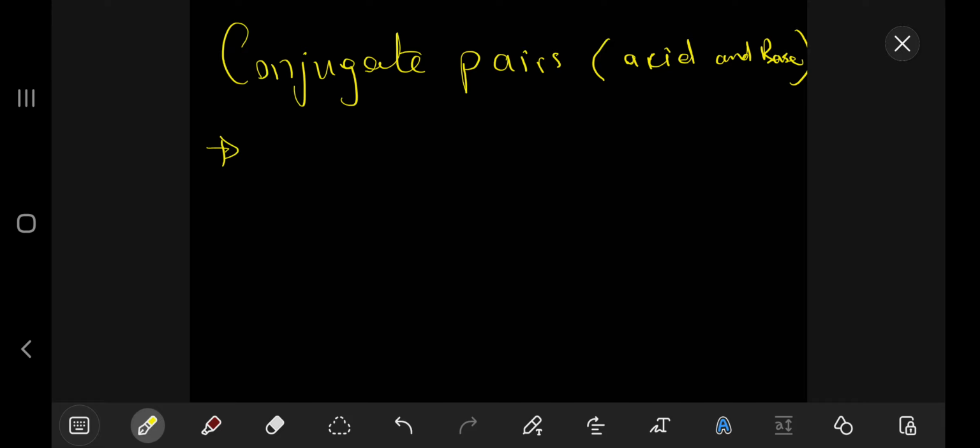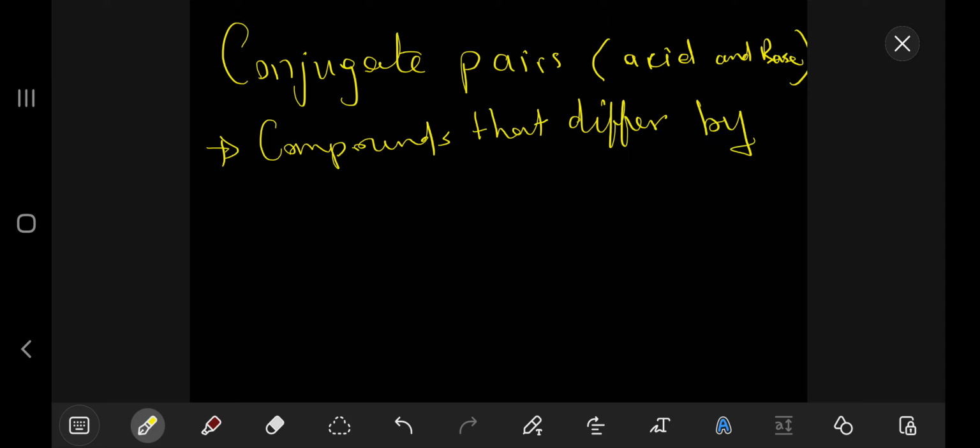They differ by a proton, or they differ by a hydrogen ion, right? So we can say these are compounds that differ by a proton, and the proton is the hydrogen ion, right?